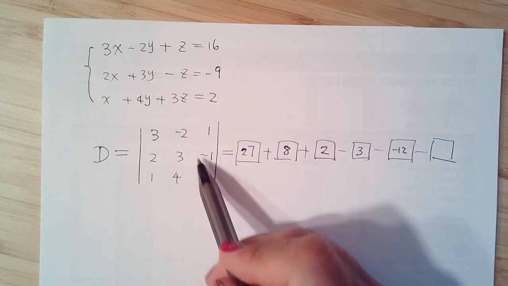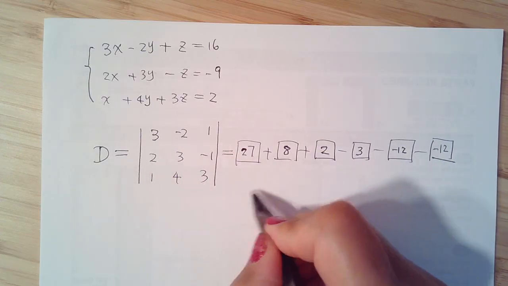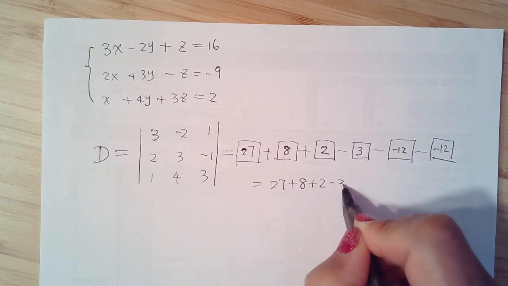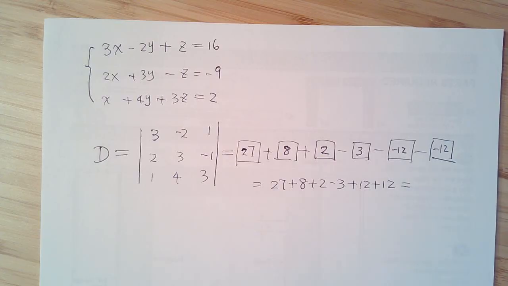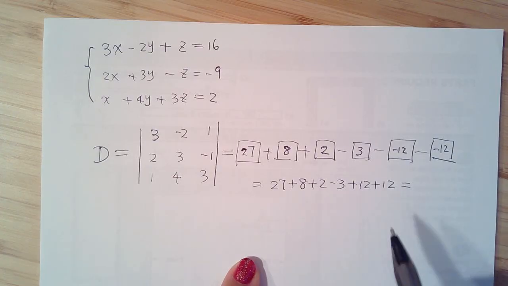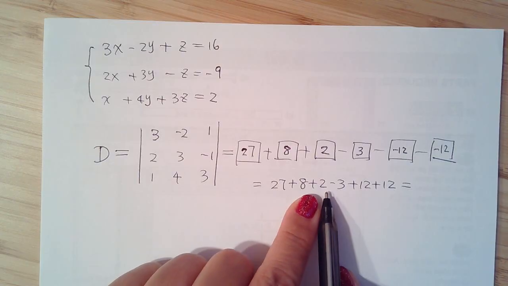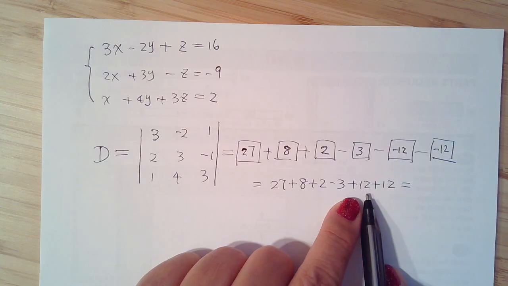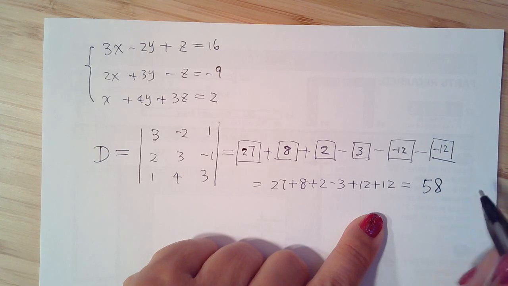And then one more. After that, I have to do negative 1, 4, and 3. So it's another negative 12. So basically, you write 27 plus 8 plus 2 minus 3 plus 12 plus 12. If you want to use a calculator, you can do it. If not, then 27 plus 8 is 35. 35 plus 2 is 37. Minus 3 is 34. 34 plus 12 is 46. And 46 plus 12 is 58. Okay, so that's your answer.